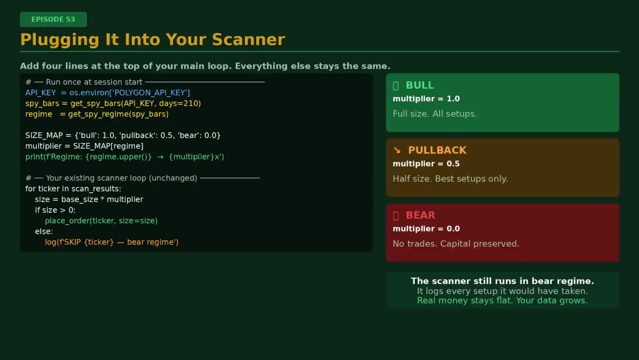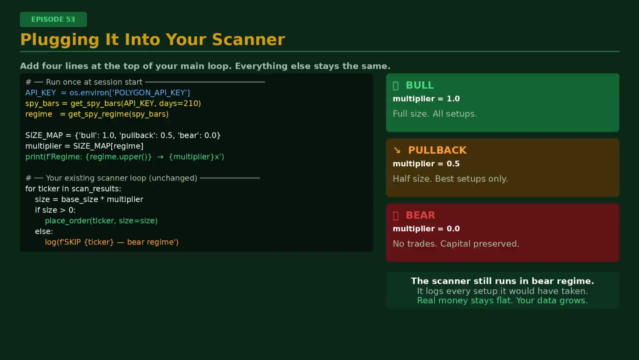The only new thing is that each candidate's position size is multiplied by that regime factor before any order is placed. One important detail. In bear regime, the multiplier is 0, but your scanner still runs. It still finds setups, still logs them. You can review them later and ask whether they would have worked, but no real capital is deployed. The scanner keeps generating data while your equity curve stays flat.